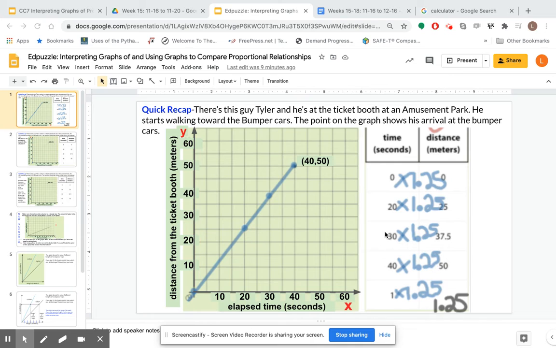That's all right. Here's a quick recap. There's this guy, Tyler, and he's at a ticket booth at an amusement park, and he starts walking toward the bumper cars. You guys remember the story. Now, the point on the graph shows his arrival at the bumper cars, okay?